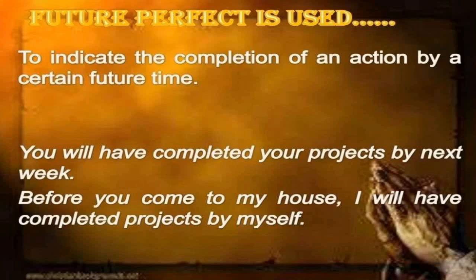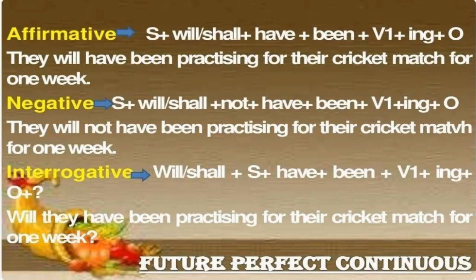We are moving on to the next and the last tense of today's lecture. Okay, so affirmative, future perfect continuous tense. Future perfect means will have, shall have been, and continuous means first form plus ing. Let me read a few examples for you. They will have been practicing for their cricket match for 1 week. Over here we use since and for as well. Negative sentence is they will not have been practicing for their cricket match for 1 week. Over here match spelling is wrong. Interrogative says will they have been practicing for their cricket match for 1 week?